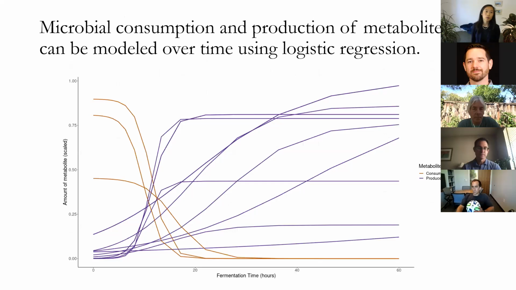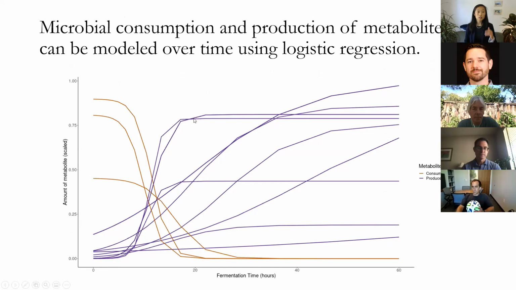And so what we did here is modeled each of these 14 metabolites over time using a logistic regression. So this is fermentation time in hours, the amount of metabolites scaled, just so I can see them all in one plot. All of these purple ones are being produced over time. All of these brown ones are being consumed. And so from here, I knew that there are more than 14 metabolites being produced and consumed. So I wanted to expand this feature set, see what else is out there.